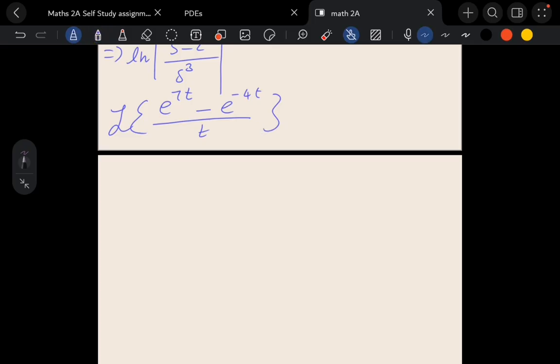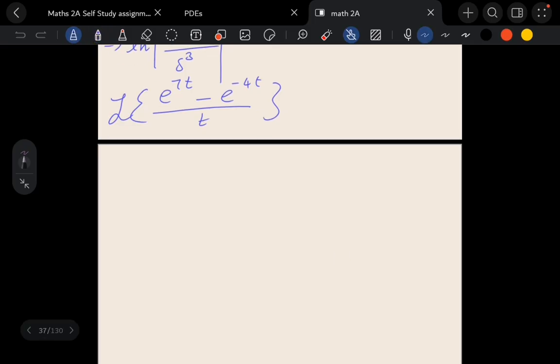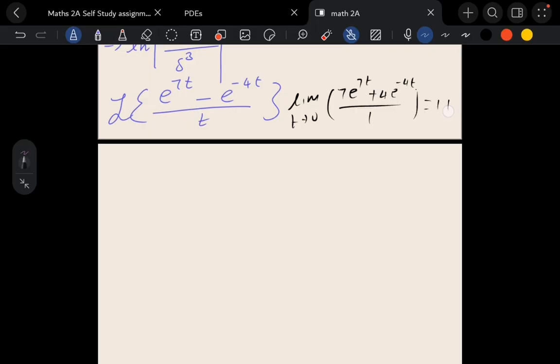What is the first thing that you need to do there? We need to take the limit, using L'Hopital's rule, as t approaches 0. We need to differentiate the numerator. The derivative of the numerator is 7 e to the power 7t minus the derivative of the other term, it's plus 4 e to the power negative 4t, divided by 1. And then when you substitute 0 for t, I'm going to have 11. So the limit exists.